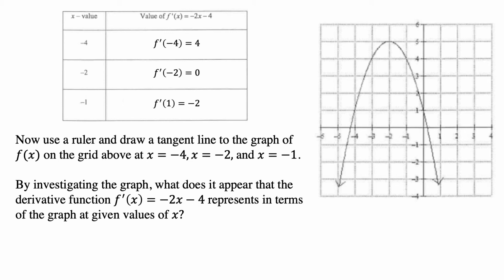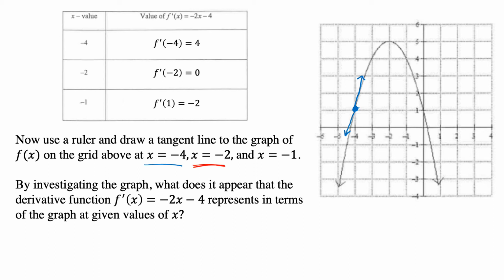So now that we plugged in those x values and evaluated f prime, we actually want to grab a ruler and investigate the graph that we have here. So we want to draw a tangent line. Remember, a tangent line is going to intersect with our function only one time at our given x value. And then we want to see what happens and how that's related to the function that we found. So we first want to find our tangent line at x equals negative 4. So we're going to go to x equals negative 4, and we're going to intersect just one time with a straight line. If you have a ruler, now would be a really awesome time to use it.